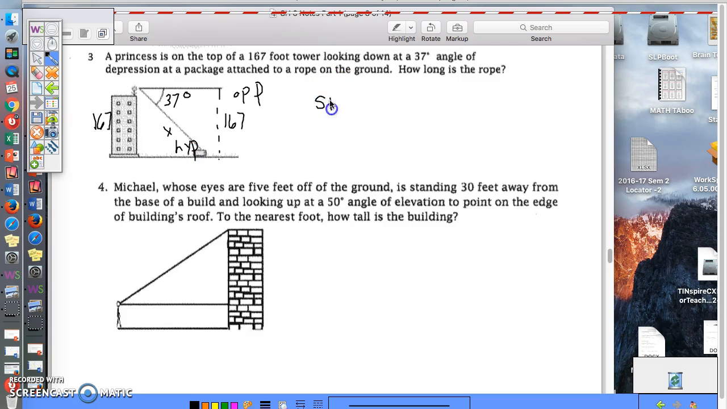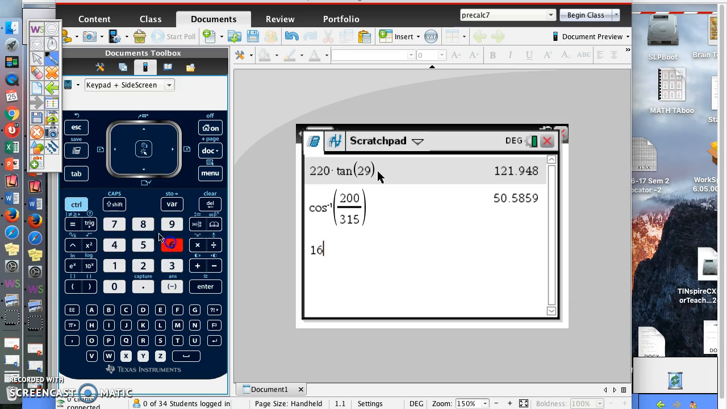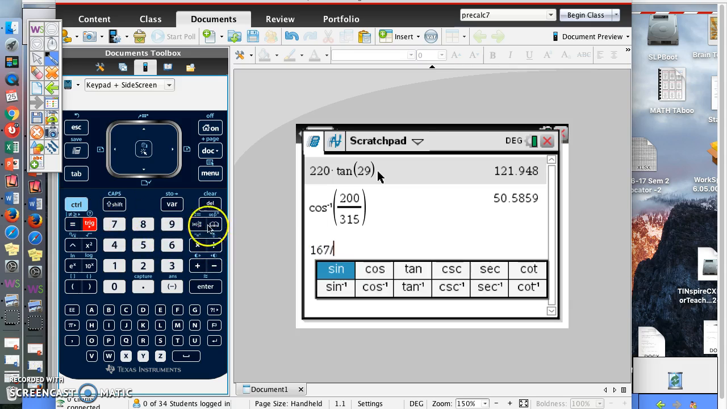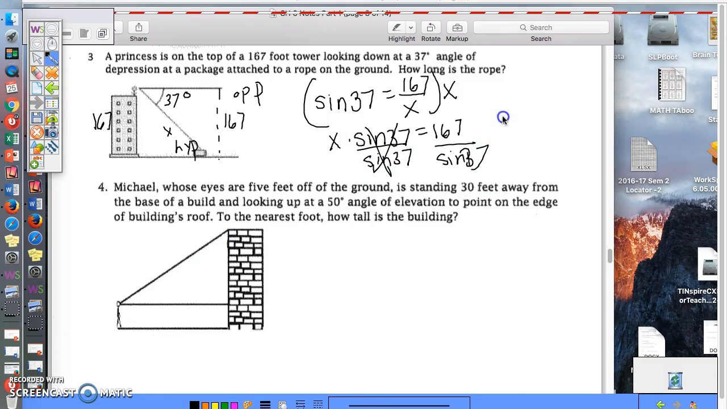So we have sine. So the sine of 37, 167 over x, multiply by x, so x times the sine of 37 equals 167, and solve for x by dividing by the sine of 37. And if we type that in, so we have 167 divided by the sine of 37, we have 277.5. So 277.5 feet here.